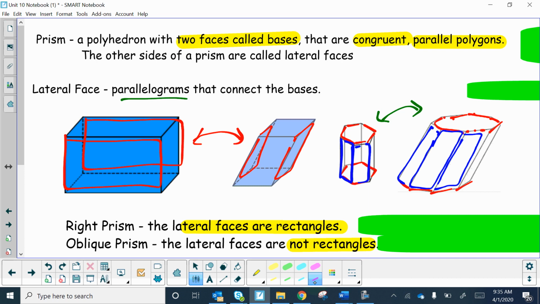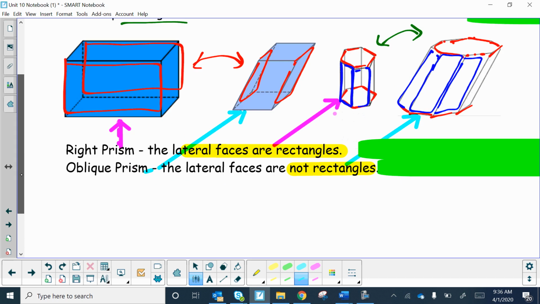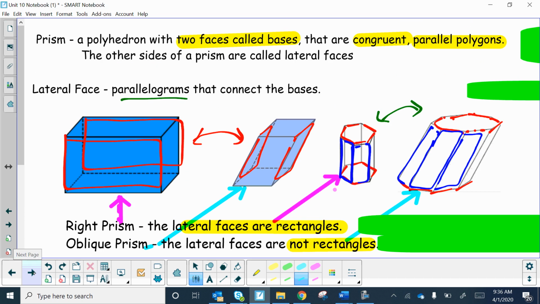So the right prism, I know you can't see it, but this one would most likely resemble a right prism because it looks like it's standing straight up, and those are all rectangles. This one, too, would be a right prism because those look like rectangles over here. And then these two over here look like they would be oblique because all of the lateral faces are parallelograms. They're not rectangles. We'll give a more detailed definition about right and oblique. Okay, let's go to the next one.